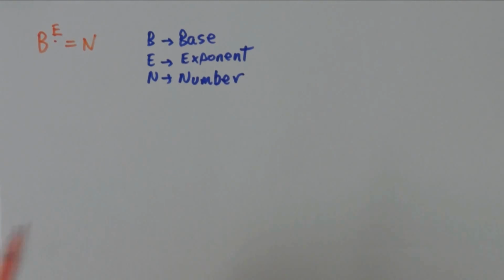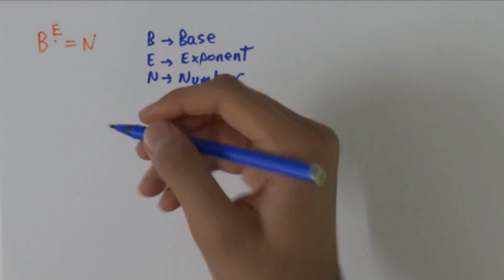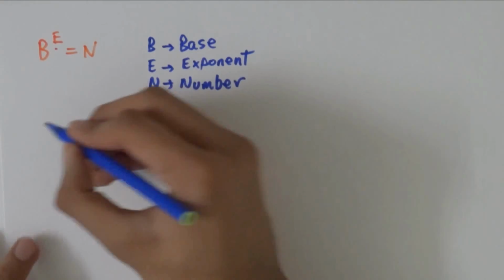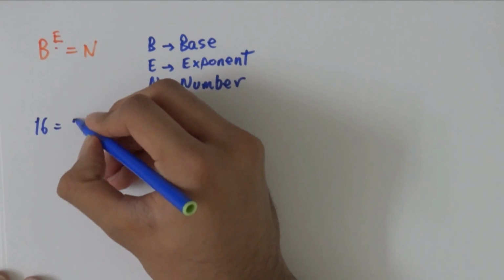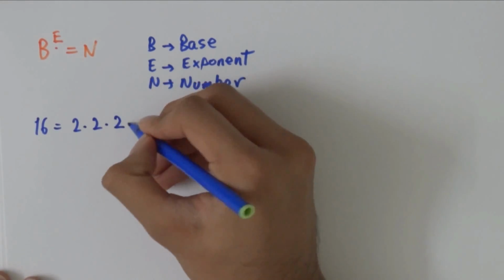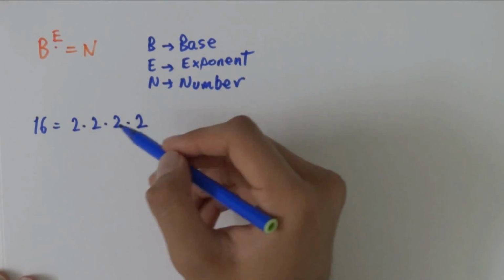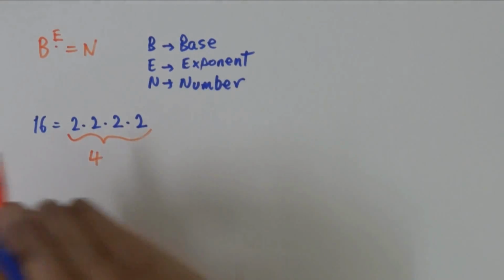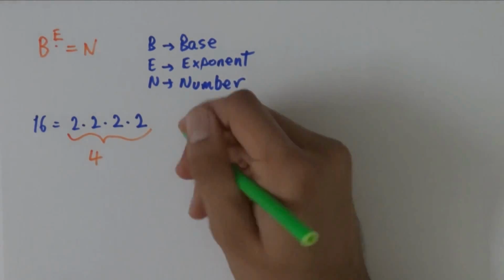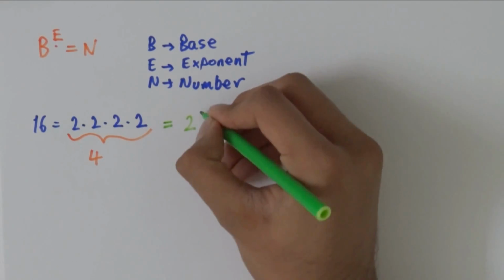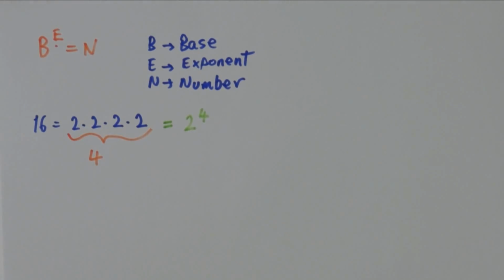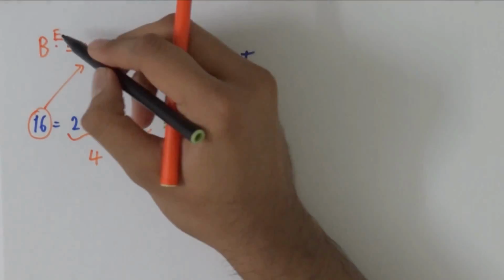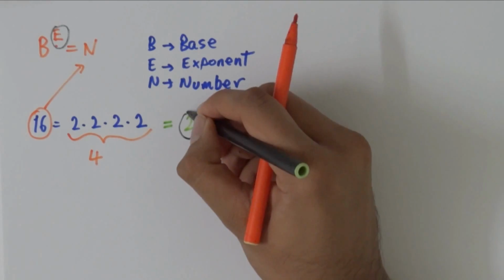So if you want to express 16 in this form, let's try how we can do that. So for example, 16 is equal to 2 into 2 into 2 into 2, so that's 2 into 2, 4 into 2, 8 into 2, 16. That's 2 four times. So if you want to represent it, it would be 16 is equal to 2 power 4. Here 16 is the number, 4 is the exponent, and 2 is the base.